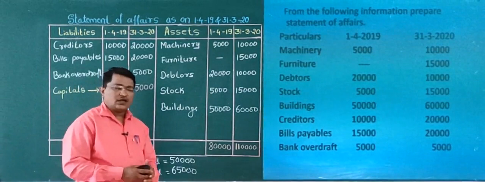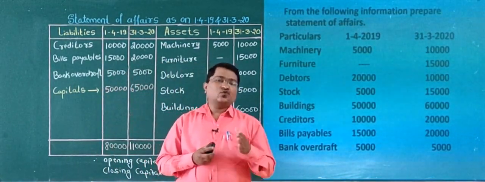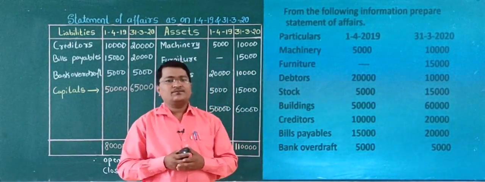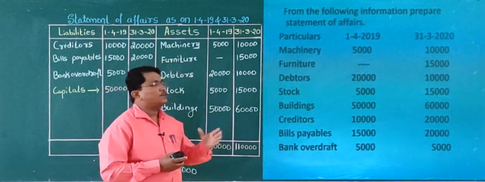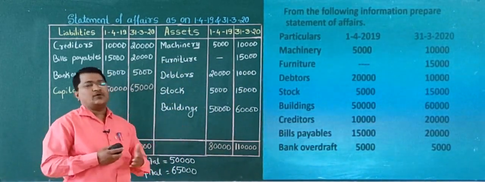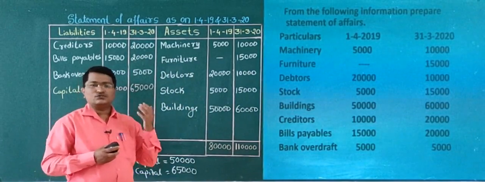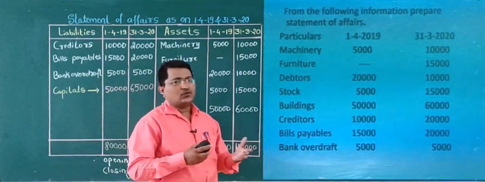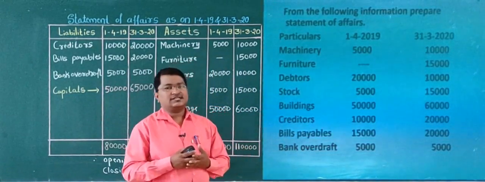Right, have you understood now how to prepare statement of affairs to find out opening capital and closing capital? And sometimes what happens is that they give only closing amounts in the problem. If they give only closing amounts, then you need to find only closing capital, and if they give only opening balances, then you need to find opening capital itself.